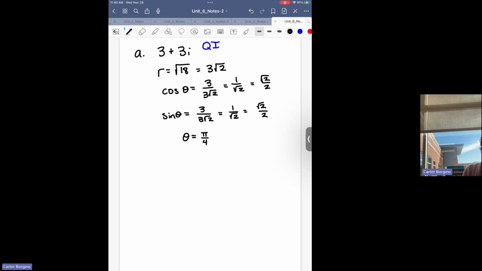And so for our final answer, we have our value of r, we have our value of theta. We know that z should be equal to r. You could either do 3 root 2 or the square root of 18, that's fine. CIS of theta. If you wrote this, you'd get most of the points, but we are looking for a complex number, not a point. And so the correct way to write this would be what we see here.